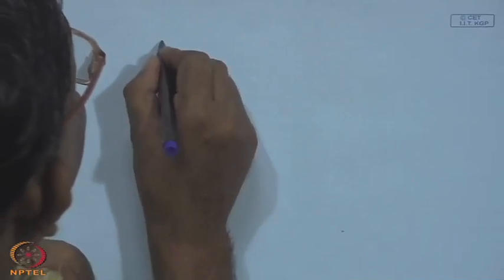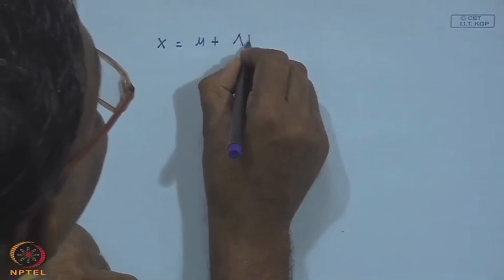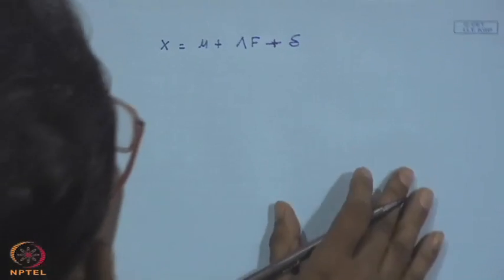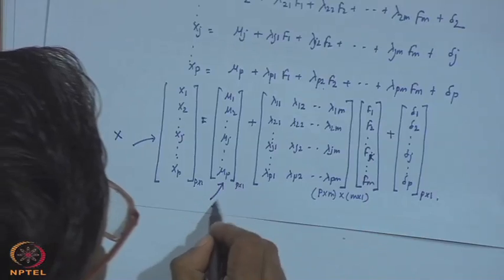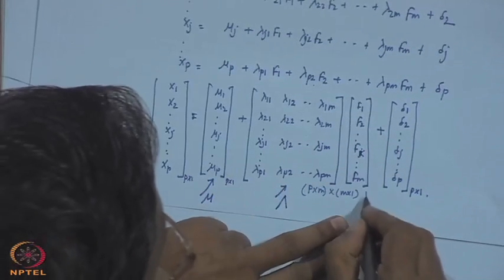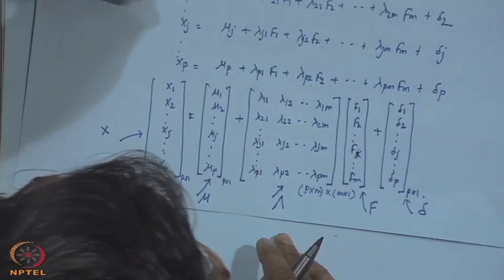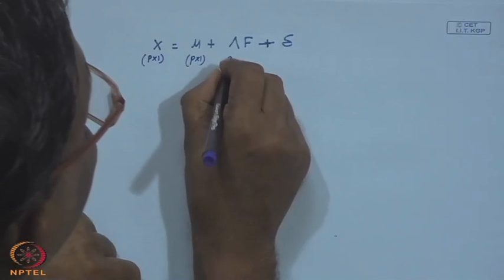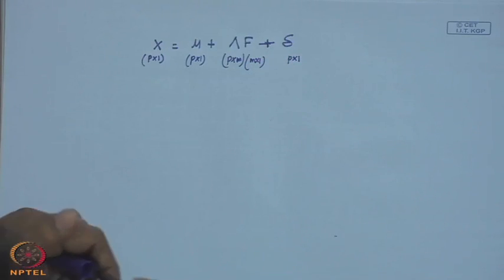Okay. So, now I am writing this in matrix notation: x equal to mu plus capital lambda f plus delta. You can write like this. So, what will happen? Actually, this one is your x, this one is your mu, this is your lambda, this one is f and this one is delta. So, as a result, your dimensions are p cross 1, p cross 1, p cross m, m cross 1, p cross 1. This is what the dimension is.